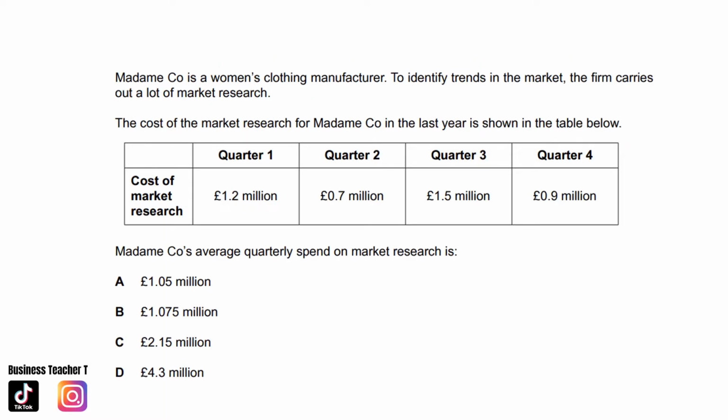Madame Co is a women's clothing manufacturer. To identify trends in the market, the firm carries out a lot of market research. The cost of the market research for Madame Co in the last year is shown in the table, so do read the information in the table. Madame Co's average quarterly spend on market research is A, £1.05 million, B, £1.075 million, C, £2.15 million, or D, £4.3 million. And the answer is B, £1.075 million.